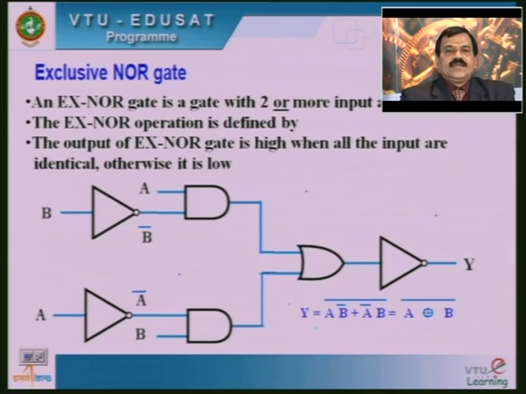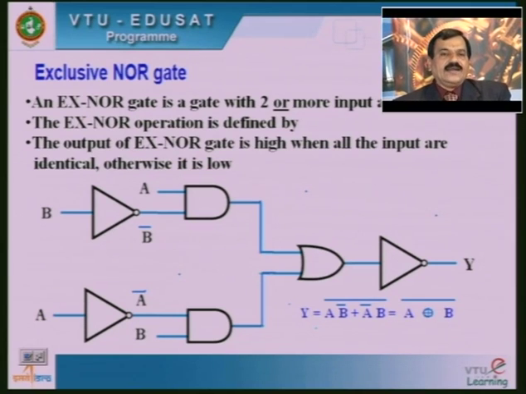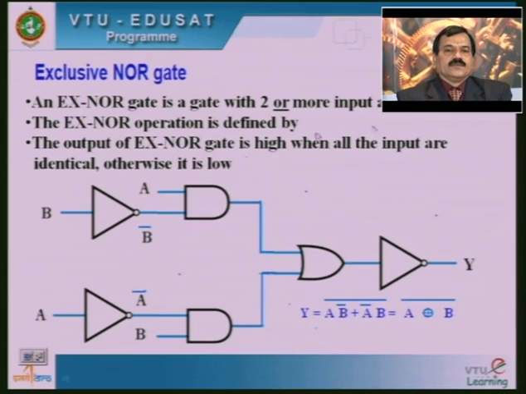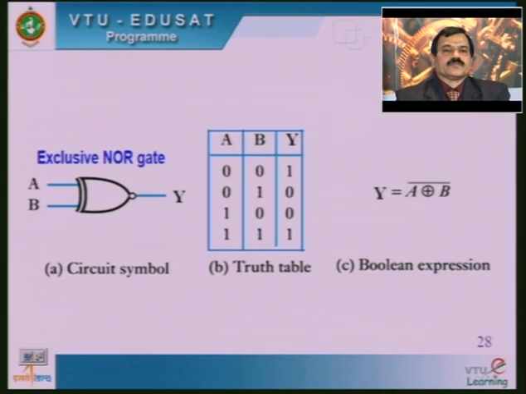An XNOR gate is a gate with two or more inputs and one output. Secondly, the XNOR operation is defined by the symbolic representation, that is the circle, the same thing, circle. The exclusive OR operation can also be represented like this. Third, the output of the XNOR gate is high when all the inputs are identical, otherwise it is low. So here the circuit diagram of the exclusive NOR gate is given, and how the circuit diagram can be represented logically is also given here, with a symbolic representation along with the truth table, and this is the expression.